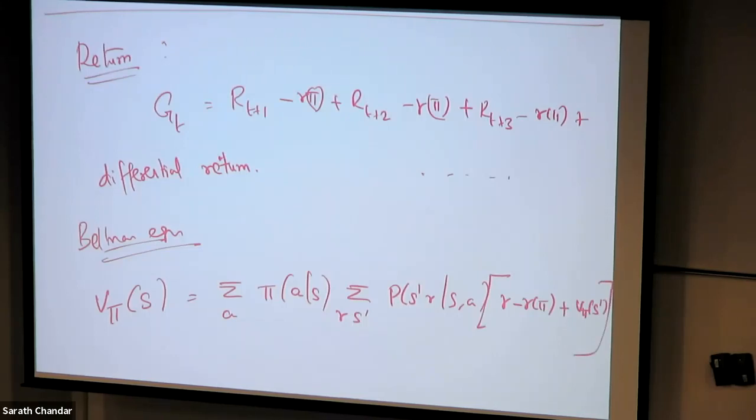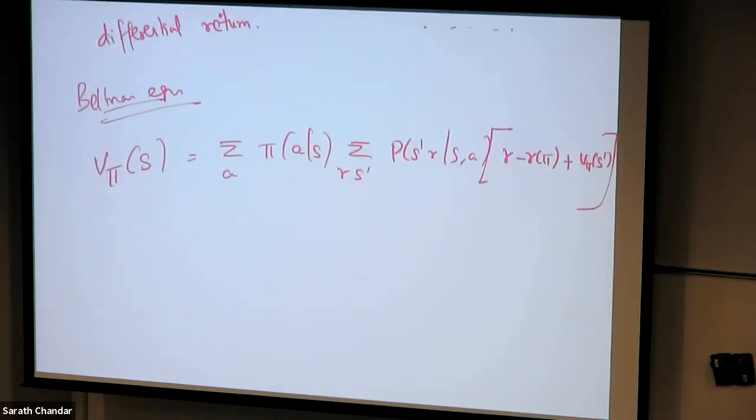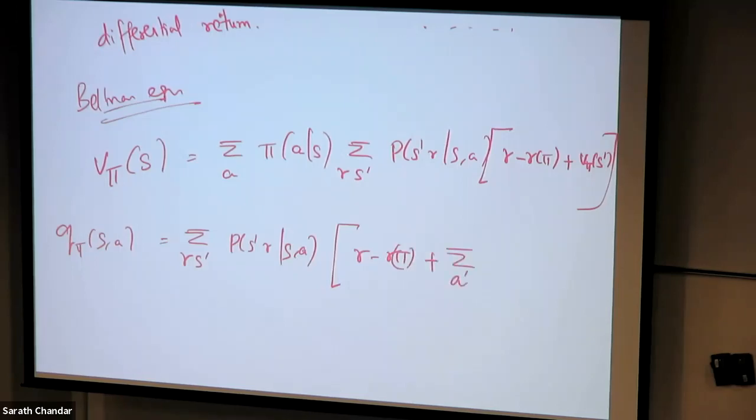Is that clear? Now similarly, I can write q pi. So q pi of s comma a is going to be summation over r, s dash, p of s dash, r given s comma a. Previously it was r plus gamma times max q, right? Now this is going to be, sorry, not max q. In this case it's an update equation, so gamma times expected q. So now this is going to be r minus r pi times, there is no gamma, just summation over a dash, pi of a dash given s dash, q pi of s dash a dash.